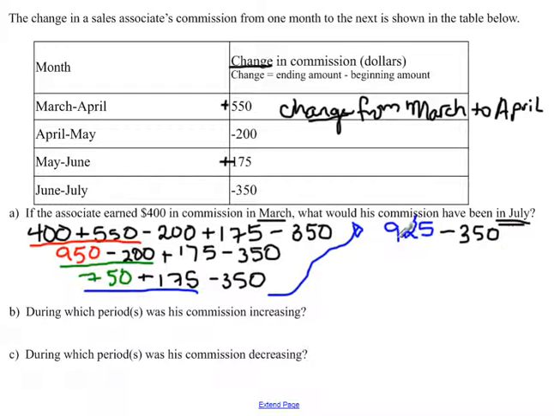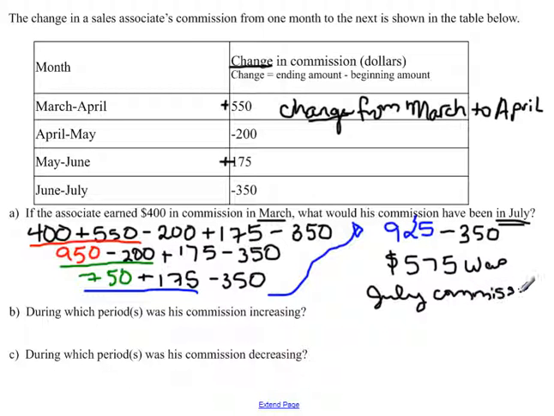And then our last problem that we have to do, 925 minus 350. If we work that out, we come up with 575. So this would have been the commission in July. So it was July commission. We want to be sure that we answer the question clearly that was being asked of us.